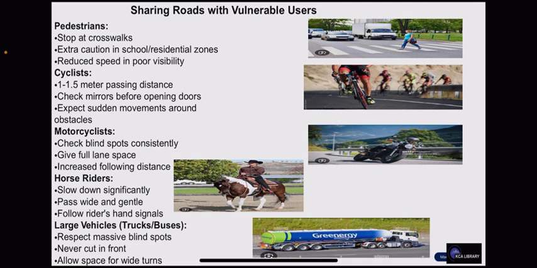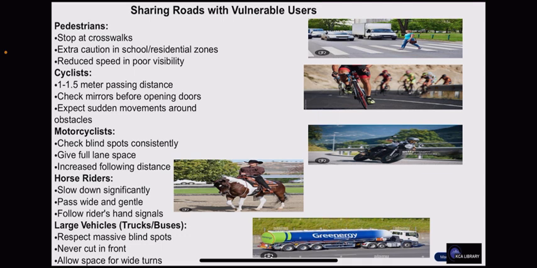When I'm talking about vulnerable users, these are weak users compared to us. We have pedestrians, cyclists, motorcyclists, horse riders, and large vehicles, that is the trucks and the buses. Pedestrians are those that are crossing the roads, as we have seen in the image in front of us, where a lady is crossing the road, and the buses and vehicles have to wait. So stop at the crosswalks. Use extra caution in school or residential zones. When you are in a school or residential area, reduce speed, especially with poor visibility.